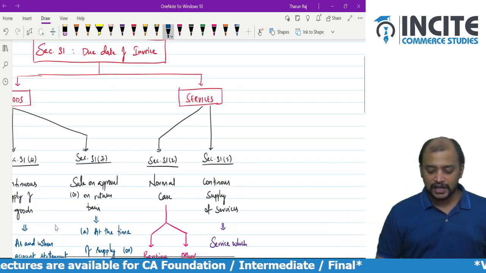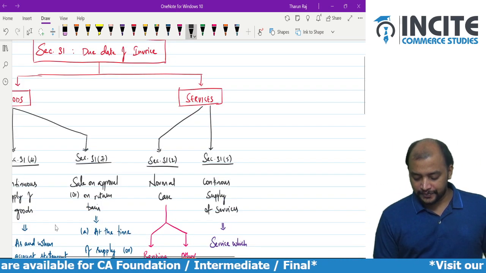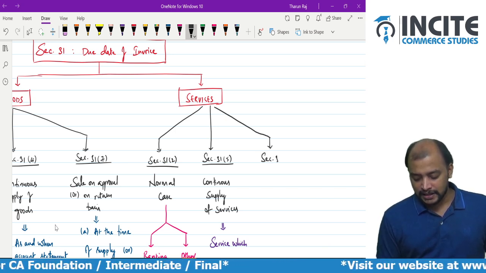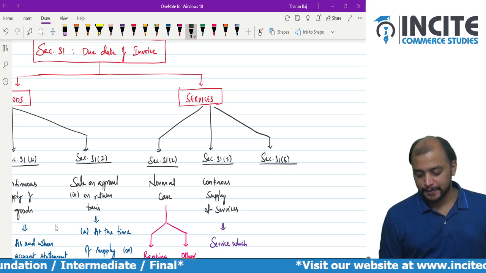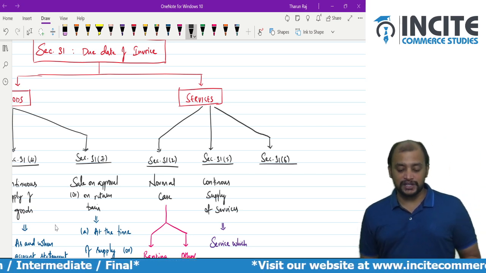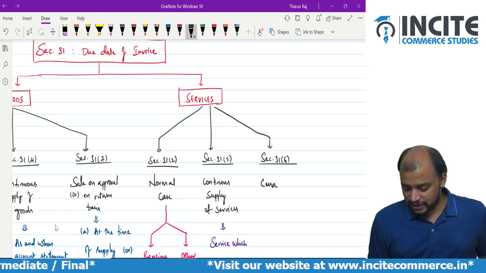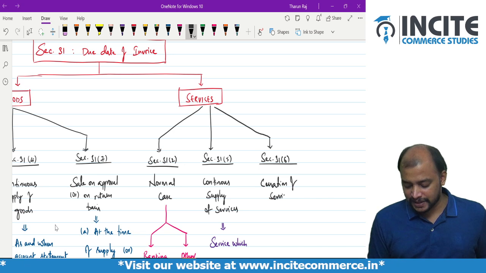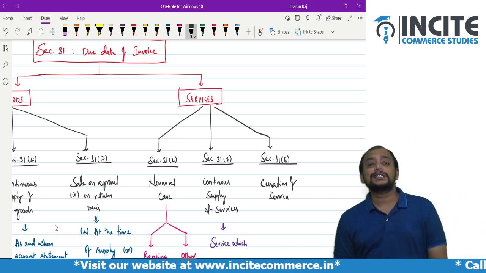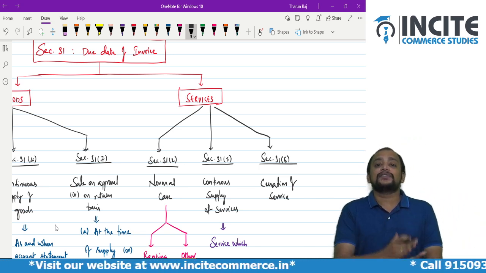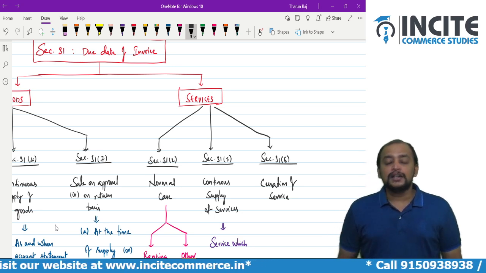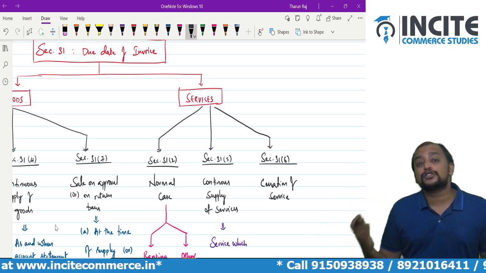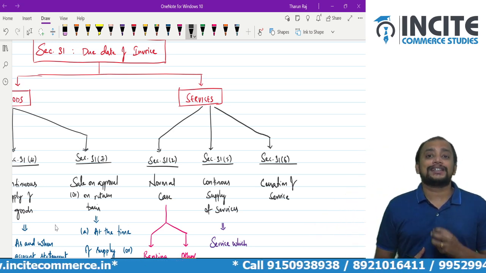Then the last case, that is cessation of service, Section 31 subsection 6. In case of cessation of service, what do we need to do? What is cessation of service? Whenever the service is not completed and is stopped abruptly, that is known as cessation of service.